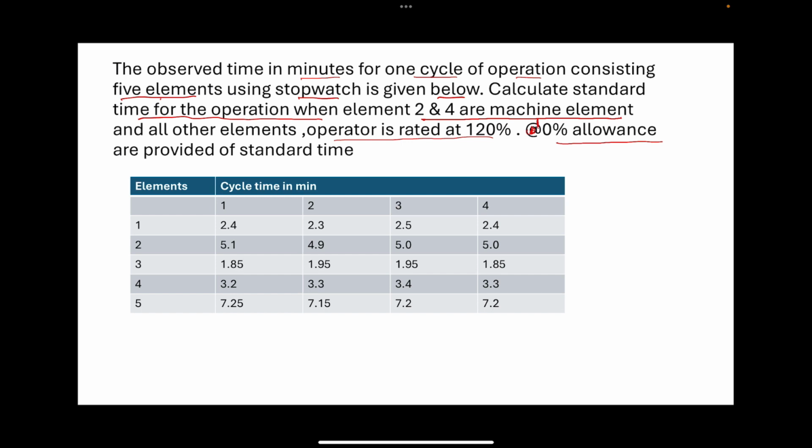If you look at this table, these are the elements 1, 2, 3, 4 and 5, and these are the cycles 1, 2, 3 and 4. For element 1, the first cycle takes 2.4 minutes, the second cycle 2.3, the third cycle 2.5, and the fourth cycle 2.4. Similarly for elements 2, 3, 4 and 5. Note that 2 and 4 are machine elements, jobs done by a machine, not an operator.